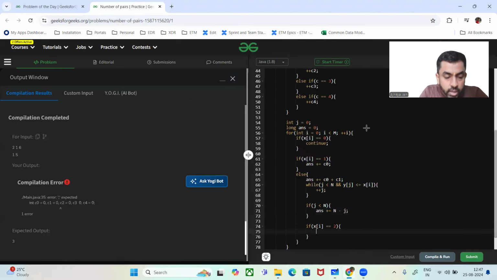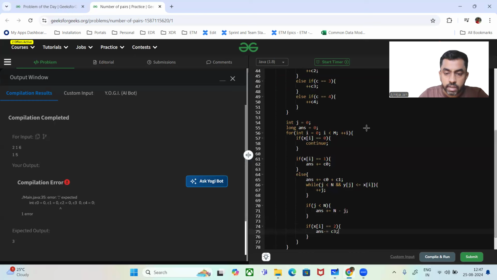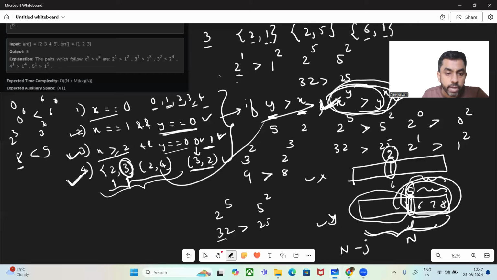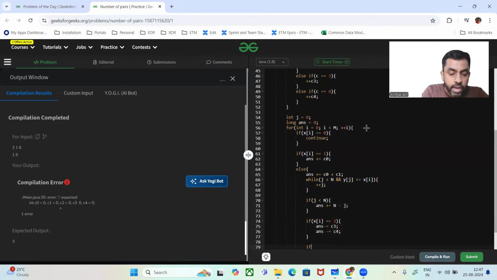So what we're going to do here? answer minus equal to C3, whatever is the count of number of threes in the second array, we are going to deduct basically. And similarly, we are going to do the same for C4, the count of fours also, when x equal to 2, because this is violating this particular condition.